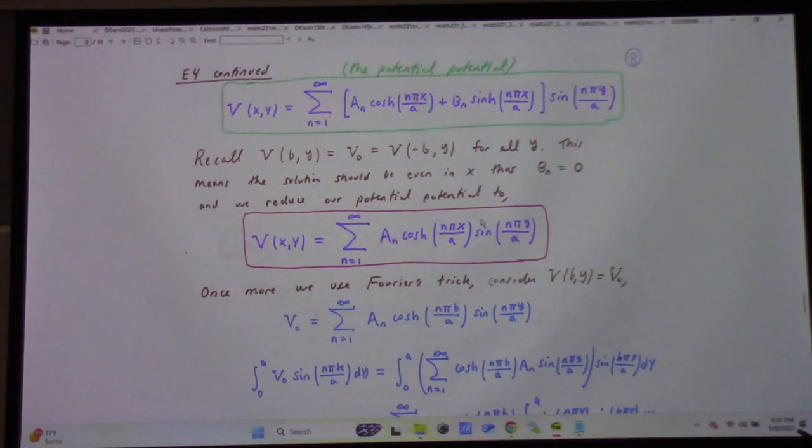But anyway, that's the general setup. But then the thing is, because we have this situation where v of b and v of minus b are the same, that suggests we're only going to keep the even part of the solution. So I throw out the sinh in x because that's odd. And so I can make do with cosh.